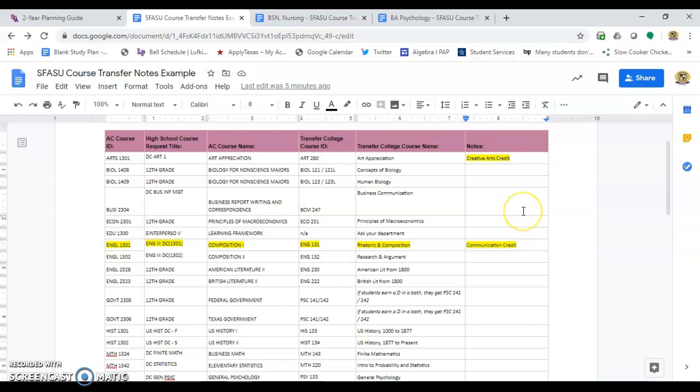This one that I've made here, this notes page, is really just for SFA. But I'll be adding a blank one to our Google Classroom, and I'll also be adding some for some of the most common universities that students go to.